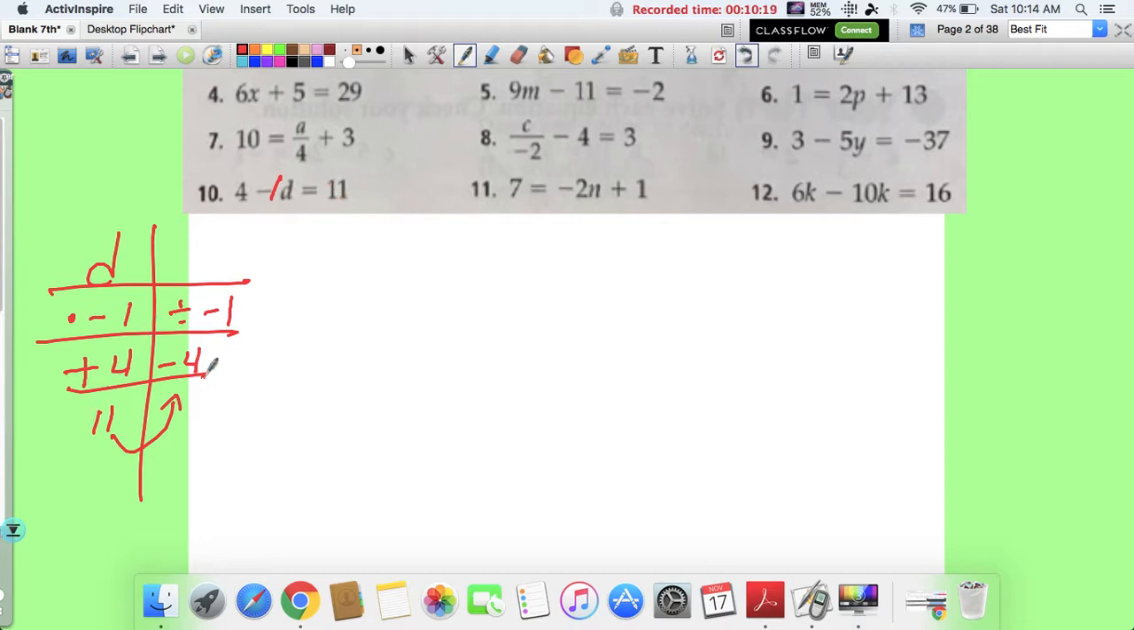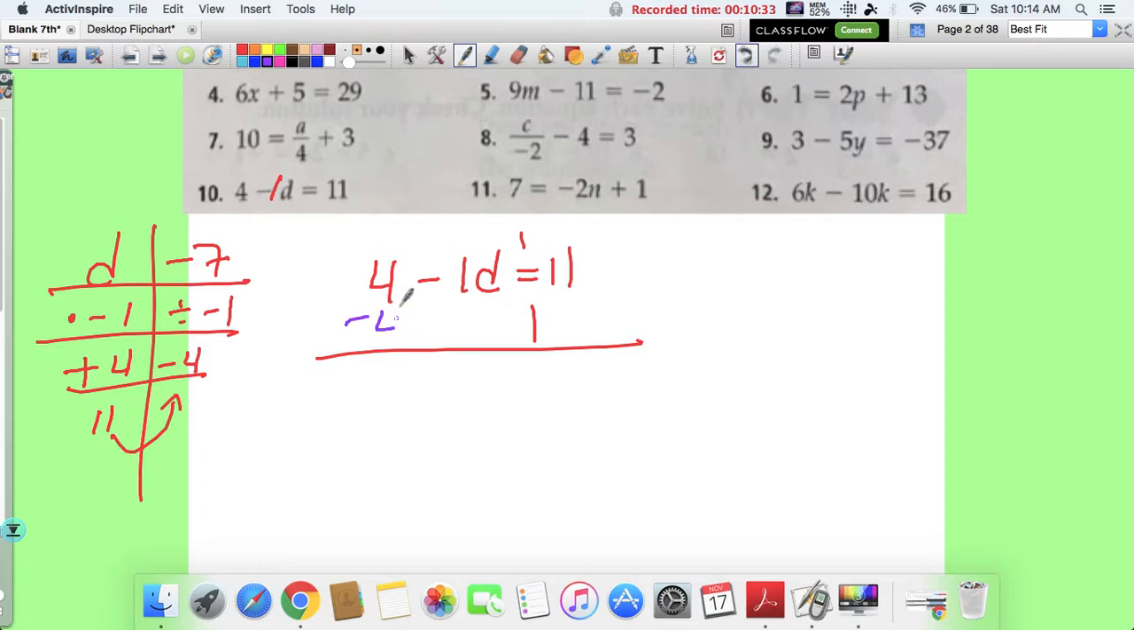So 11 minus 4 is 7. 7 divided by negative 1 is negative 7. So let's do this. 4 minus, and I'm going to write 1d here. Okay. So the first thing we have to do is, don't know, it's minus 4, so minus 4 over here, minus 4 over here. And I get negative 1d equals 7.